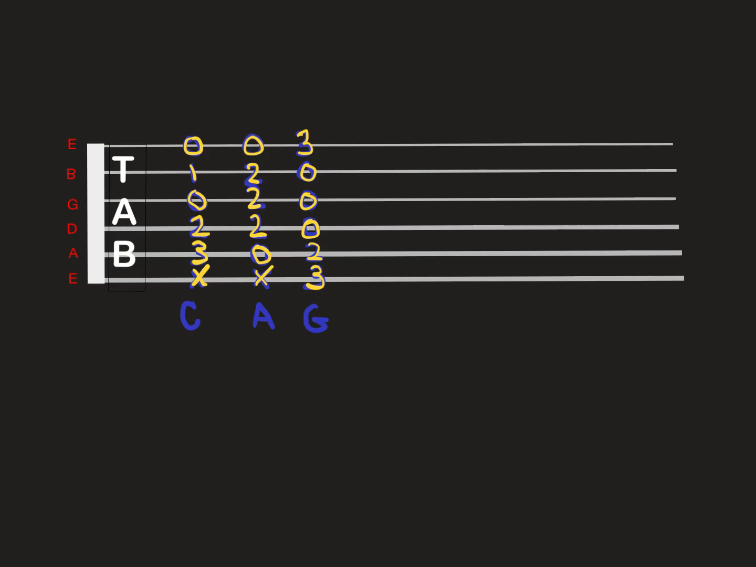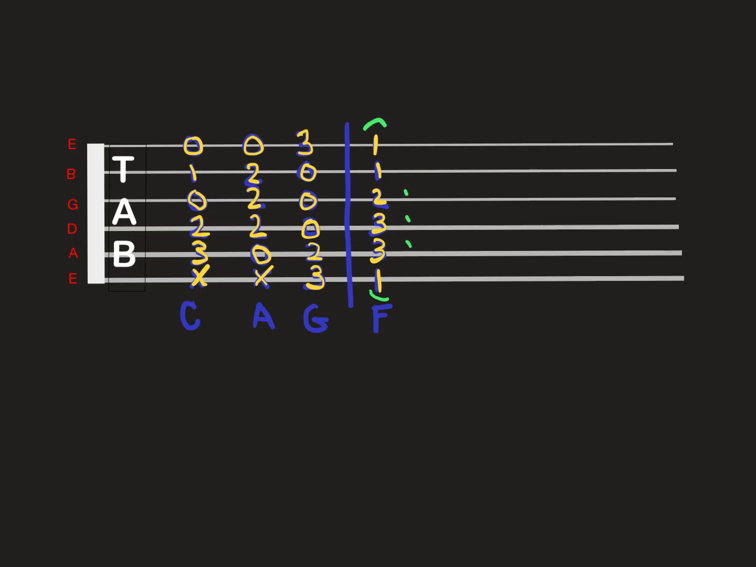All right, let's try some bar chords next. Here we've got an F major bar chord. So as you can see, we're using 1st fret here, and then the rest of the bar chord shape is indicated by 3, 3, 2.